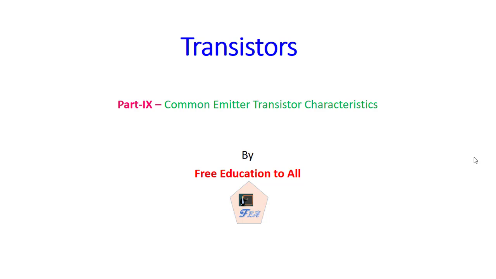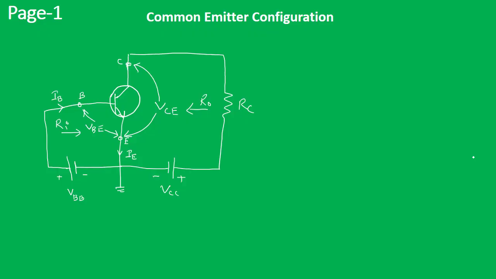Here in this lecture, we are going to explore the common emitter transistor characteristics, or transistor characteristics under common emitter mode. So this is the common emitter configuration, and here we know the emitter will be common to the input section and output section. So this is our input section and this is our output section.